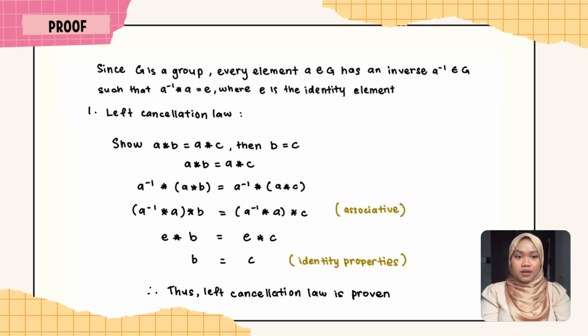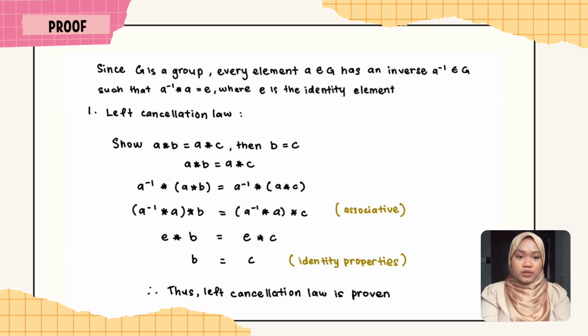We need to prove that if A multiplied by B is equal to A multiplied by C, then B is equal to C. First step, we just write A multiplied by B is equal to A multiplied by C. And then we will multiply both sides of the equation by the inverse, A to the power of -1. On the left we have A to the power of -1 multiplied by A multiplied by B, equal to A inverse multiplied by A multiplied by C.